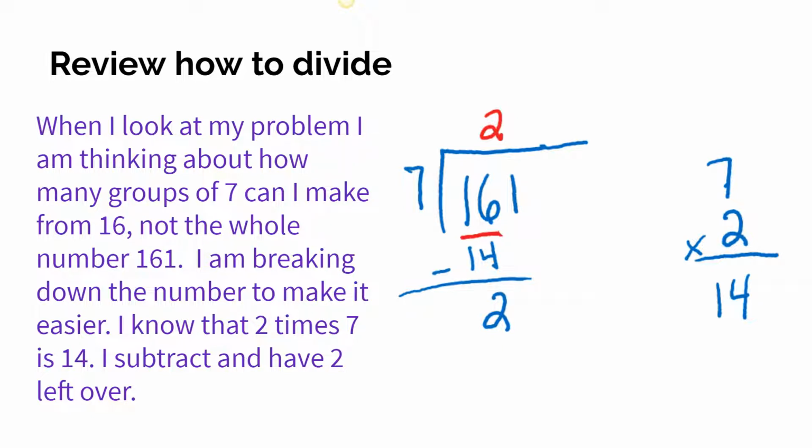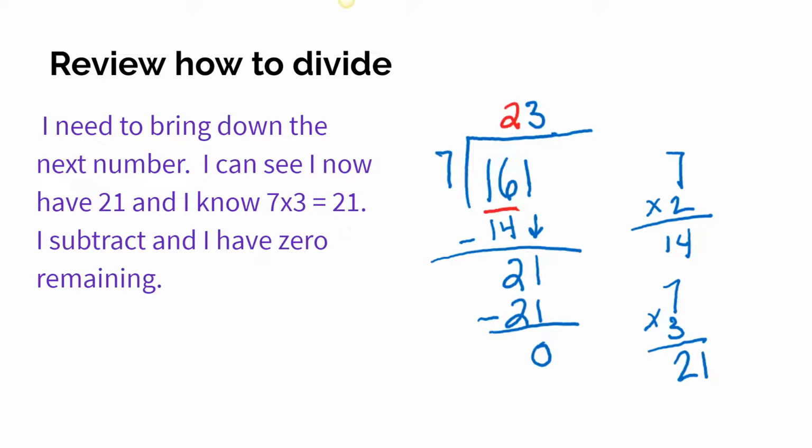I know from 16 that 7 times 2 is 14, so I can make 2 groups of 7 from 16. And when I subtract, I have 2 left over. But I'm not done. I need to bring down my next number. So I bring down the 1. So now I'm looking at 21.